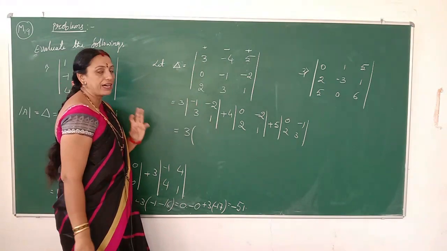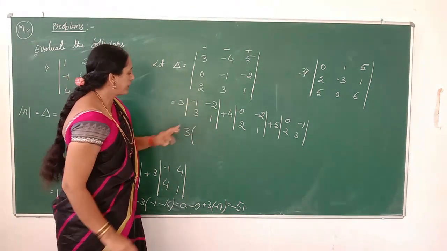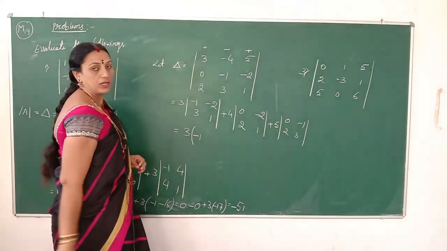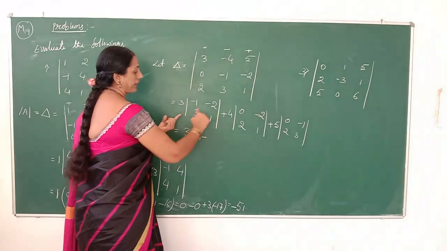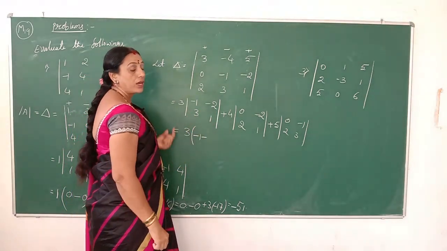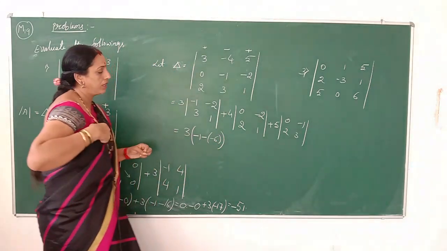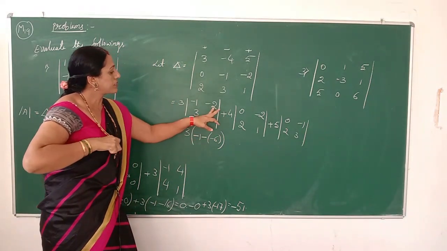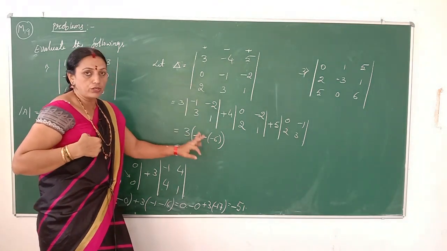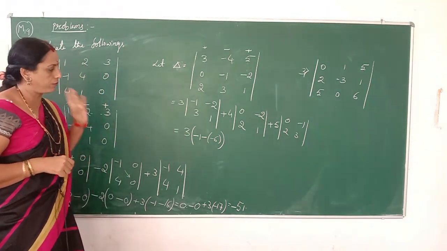First the product of the left diagonal: minus 1 into 1 is minus 1. Minus right diagonal: 2 into minus 2 is minus 6. That is minus of minus 6. But already one minus is there, so we take the negative according to the formula.